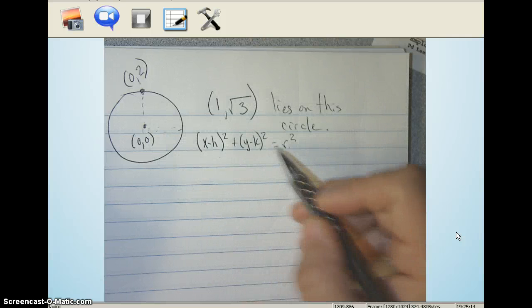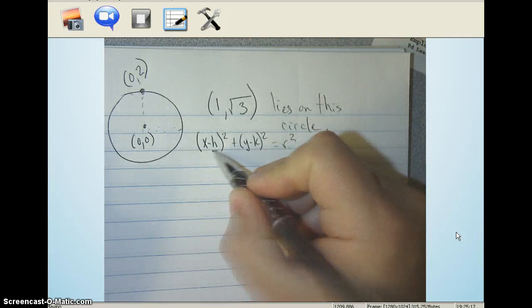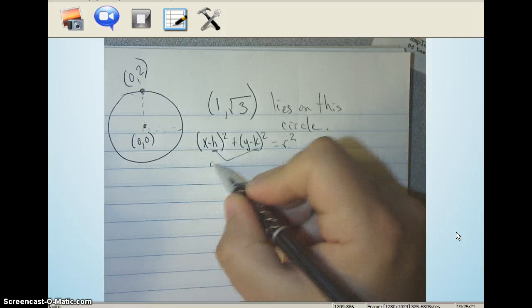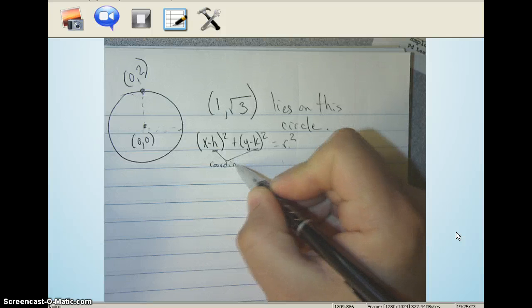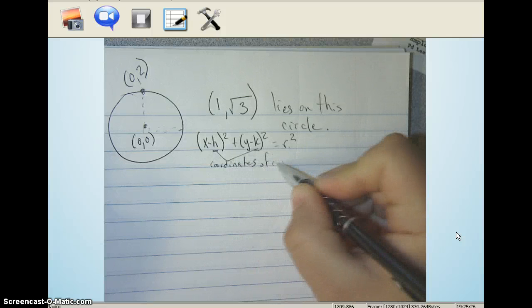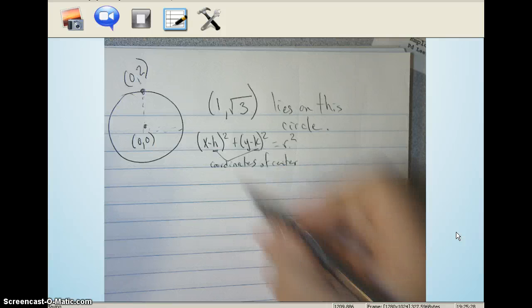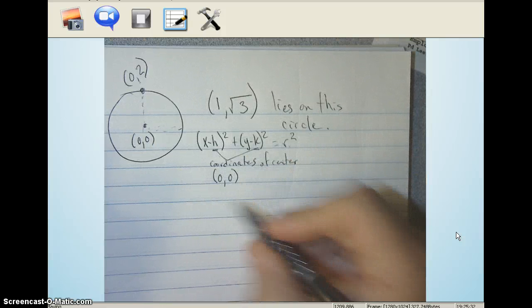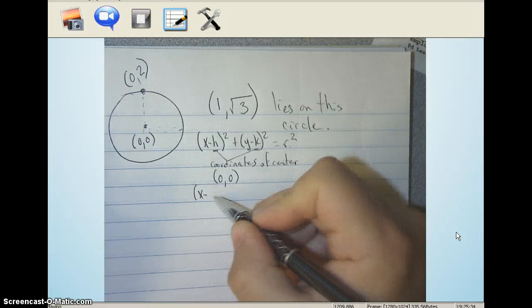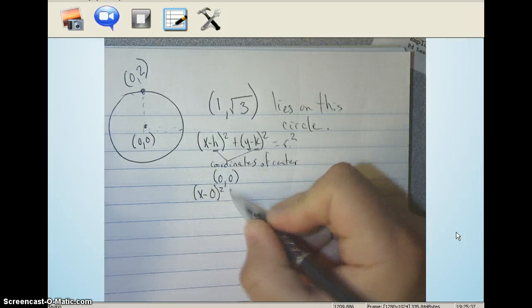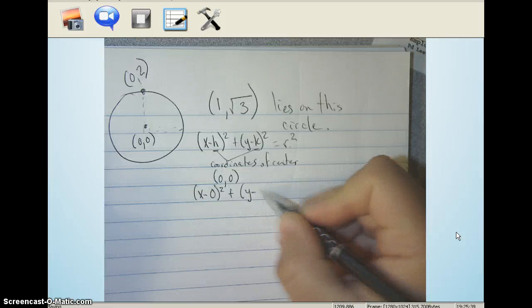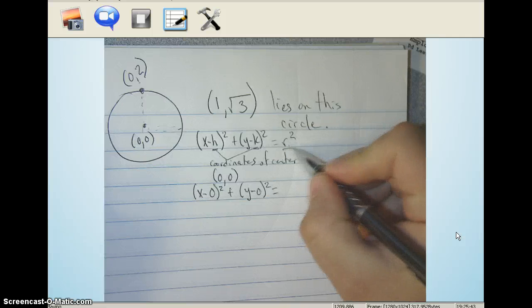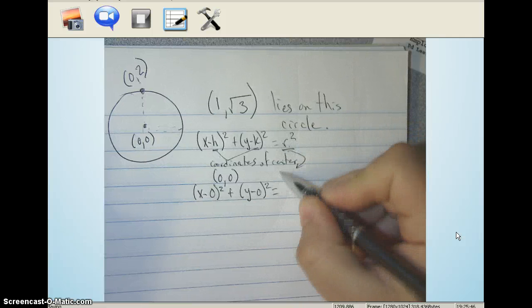But clearly what we're going to need to know to be able to test anything on this circle is the coordinates of the center. We have that information here, right? That's 0, 0. So we can fill out that part of the equation: (x minus 0) squared plus (y minus 0) squared is equal to, now the other thing that we need is the radius.